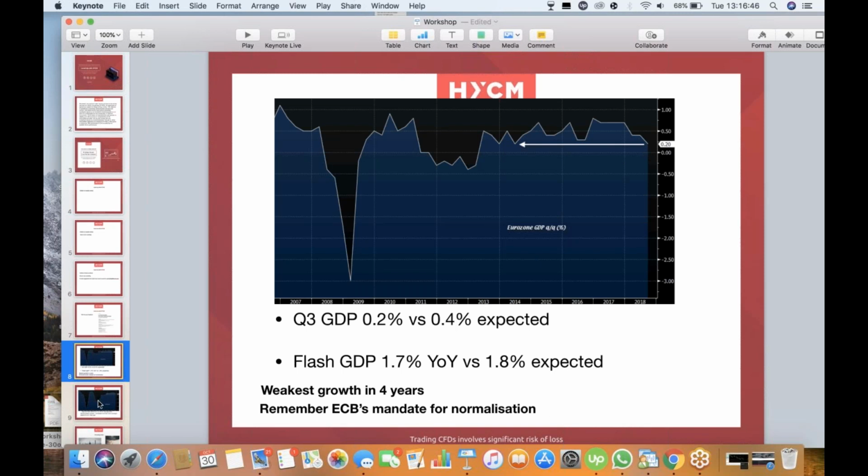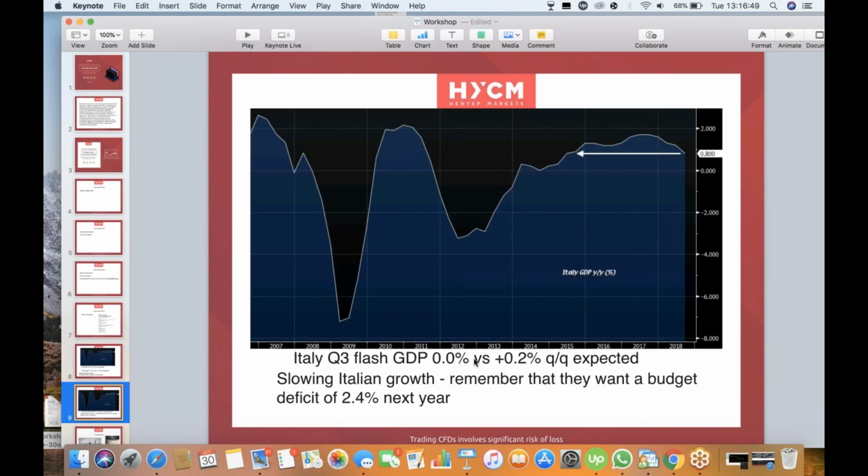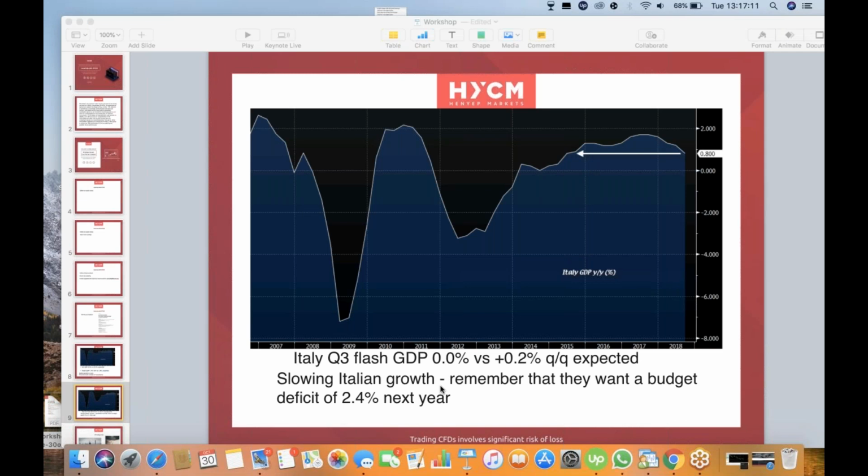So that happened in the last session. Similarly, we also had the third quarter GDP data out for Italy. Italy's growth, according to their latest GDP figures, is slowing. Why that's significant is that Italy wants to submit a budget deficit of 2.4% for next year. They want to submit that to the EU, and the EU hasn't been very happy about that. Italy have also sent in their projections of where they think their GDP is going to be.